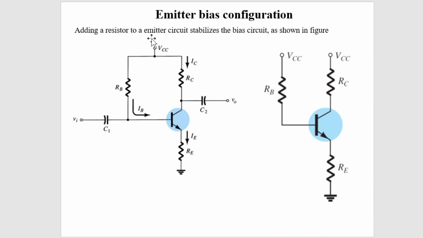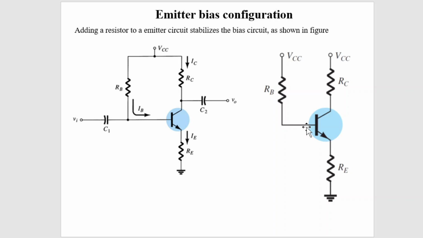That means this plus VCC power supply is sharing both the base terminal and the collector terminal. This is the actual circuit diagram. If I draw the DC equivalent circuit, it will look like this: plus VCC, base resistance and the base, plus VCC, collector resistance and the collector, and there is the emitter. At the emitter there is an emitter resistance.